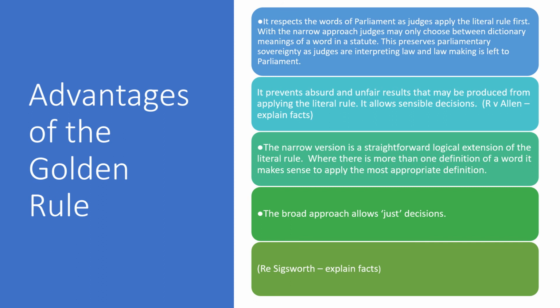Now, the narrow version is a straightforward logical extension of the literal rule. If there's more than one meaning, why wouldn't we choose the right one? And the broad approach allows just decisions. Okay, so just decisions are fair decisions in which you modify the phrase and lead to a more just outcome. Now, of course, you can use Sigsworth there. You can explain the facts of that and explain why it was not an absurd outcome.